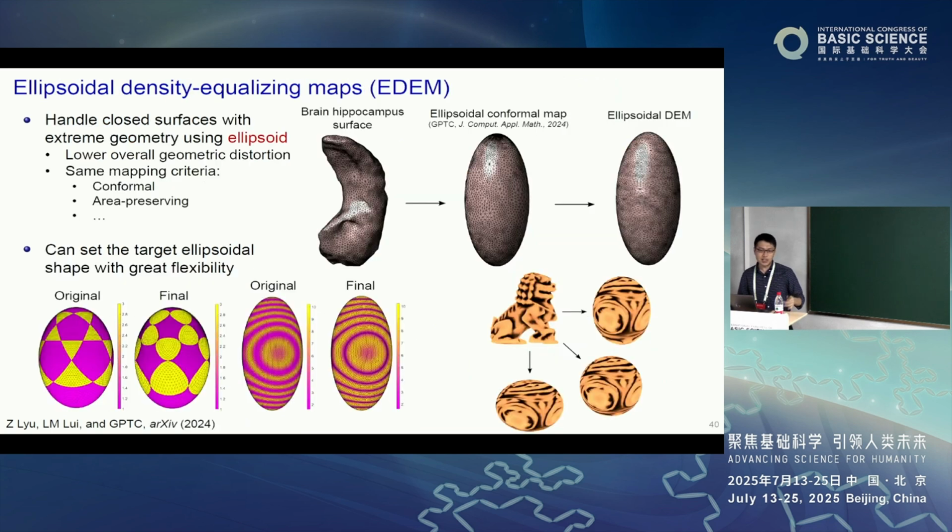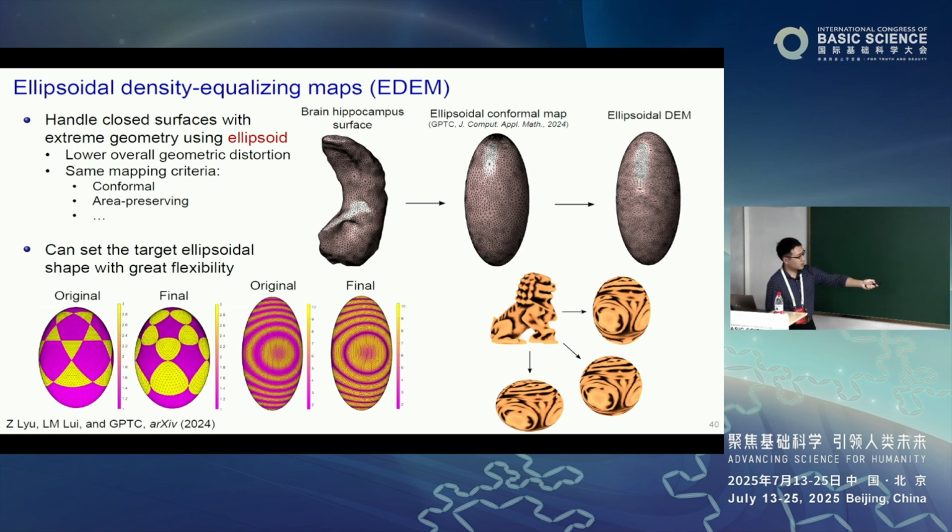And so in most cases, we may just think of mapping a genus zero closed surface to a sphere. But in some cases, for example, if we are handling some kind of highly elongated medical structure called the hippocampus, then it may not be the most natural choice for us to use the sphere.